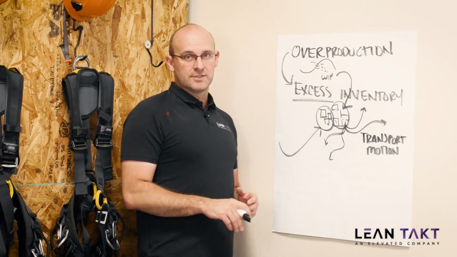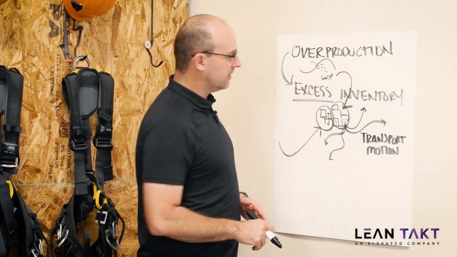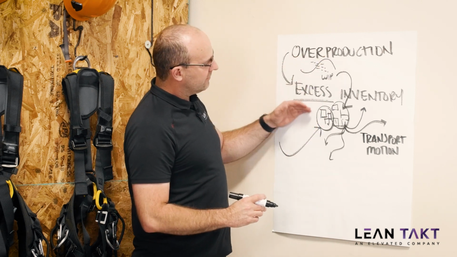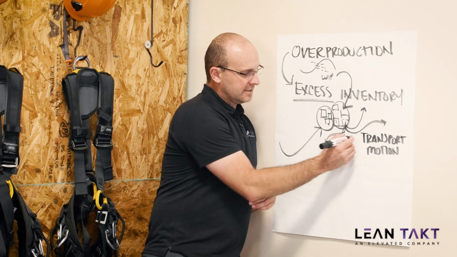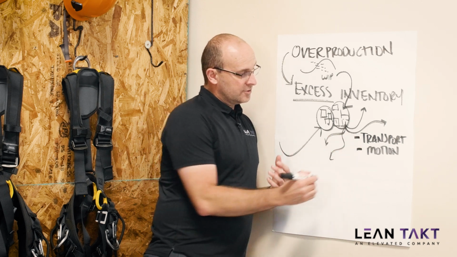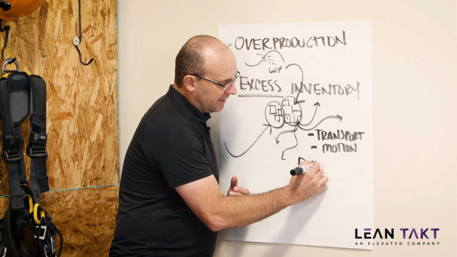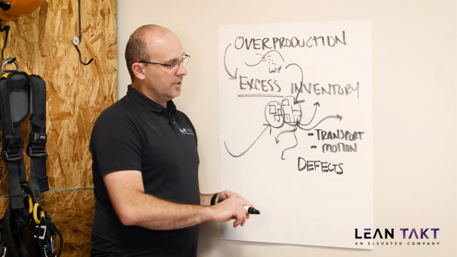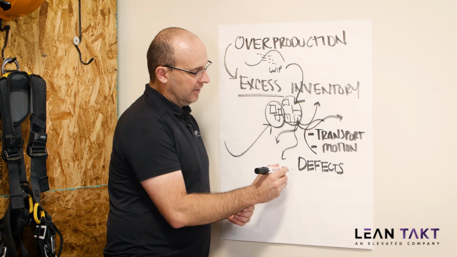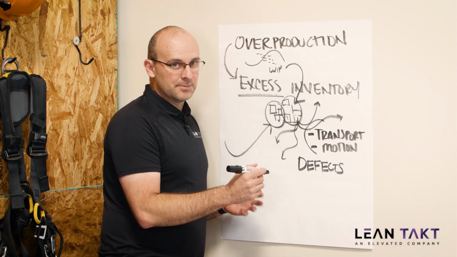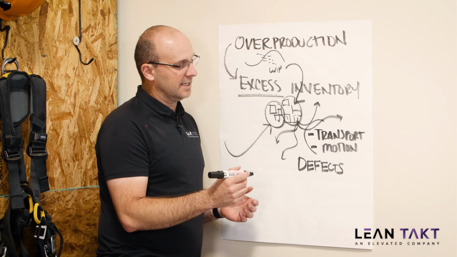And have difficulties with their bodies and experience a lot of pain, right? So once you have overproduction, you have excess inventory, and that stuff needs to be transported and moved. The other thing is you start to have defects, okay? Now, defects come from two different places. When you transport and move this crap, you're gonna mess it up, right? You're gonna ding it, bang it, scratch it, drop it, whatever the case may be.